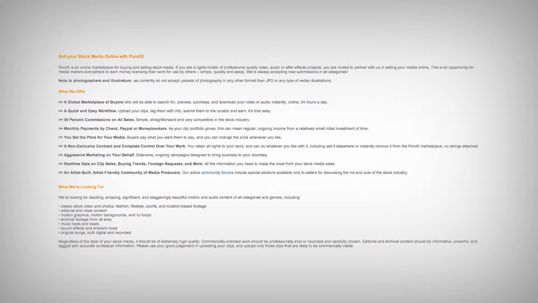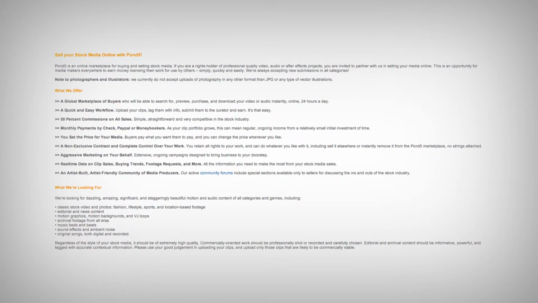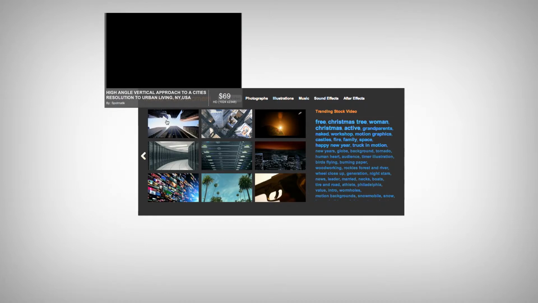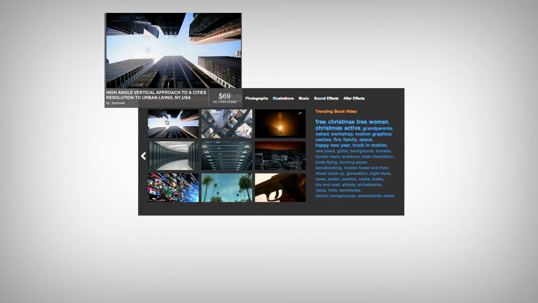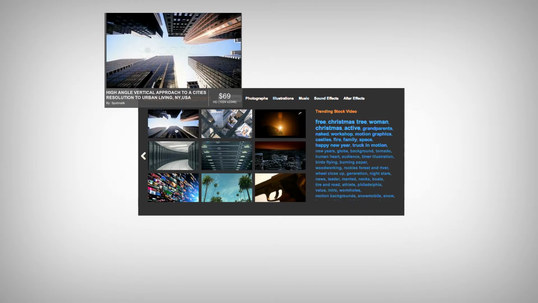So the combination of those two factors, the artists setting the prices themselves and the higher royalty split, means that we generally have the lowest prices you're going to find anywhere on the sites. And so it's content that's made accessible to people who might not have used stock footage or other stock media before. And hopefully this brings it into their price range.